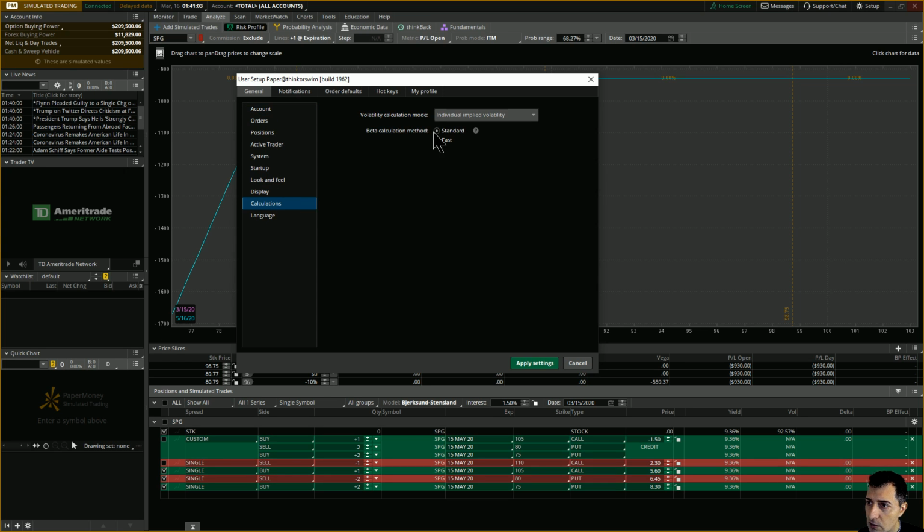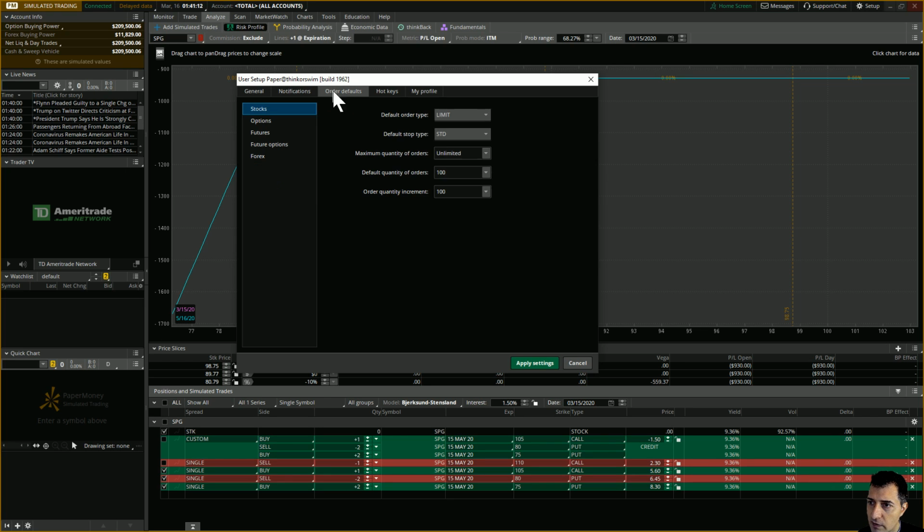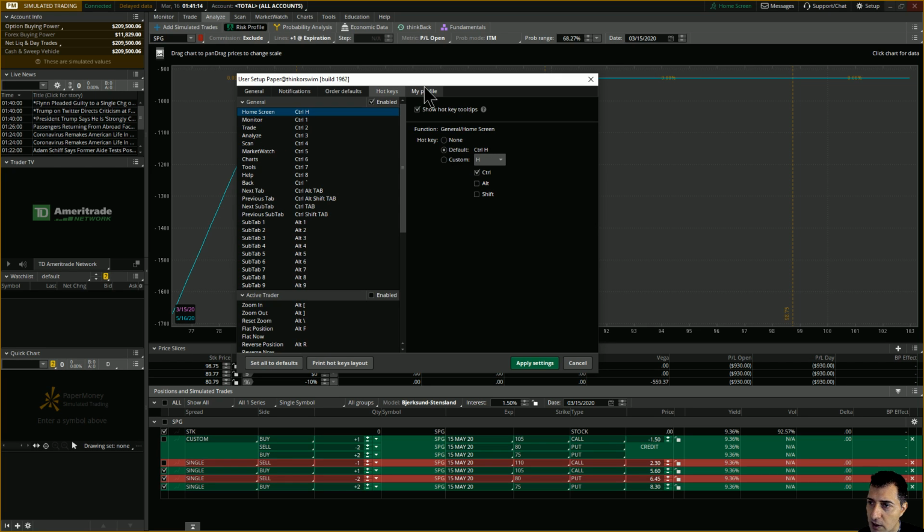Calculations. Display, startup system, positions, orders, account, notifications, order default, hotkeys, my profile.